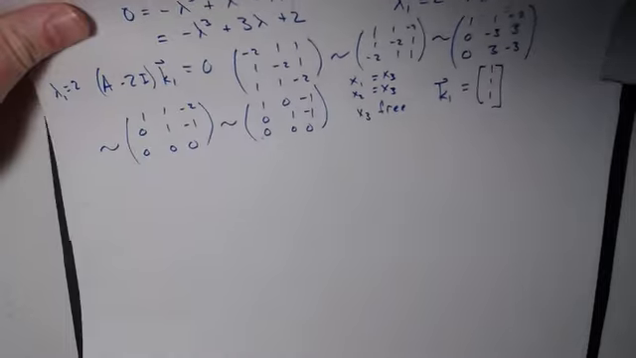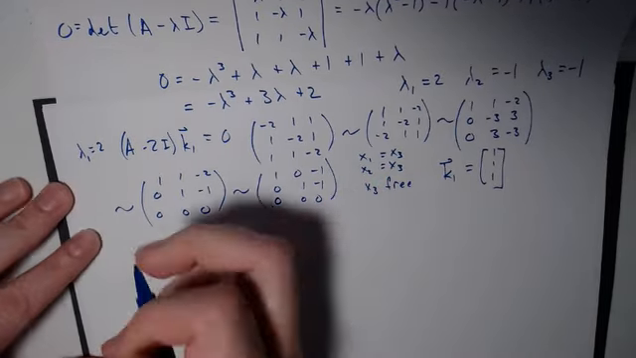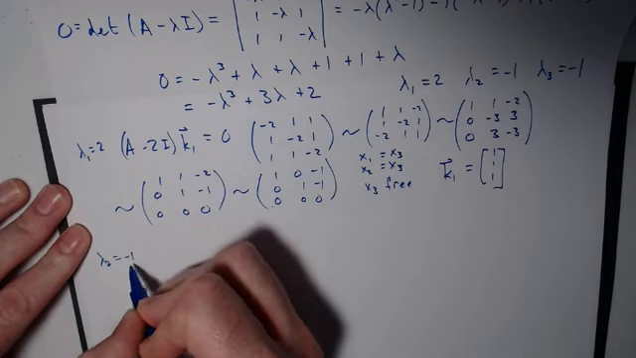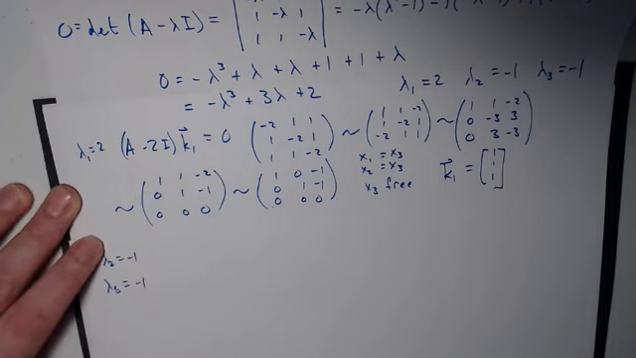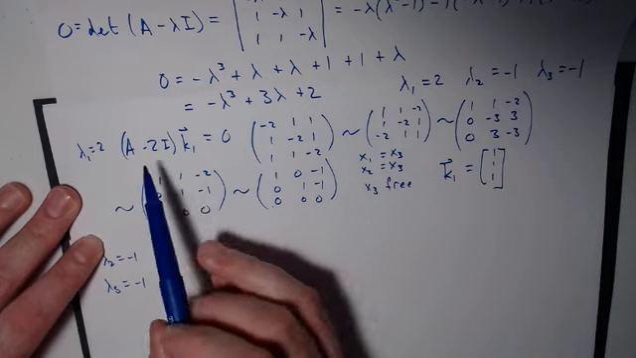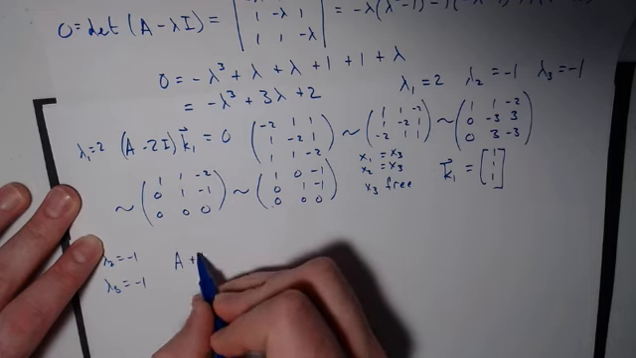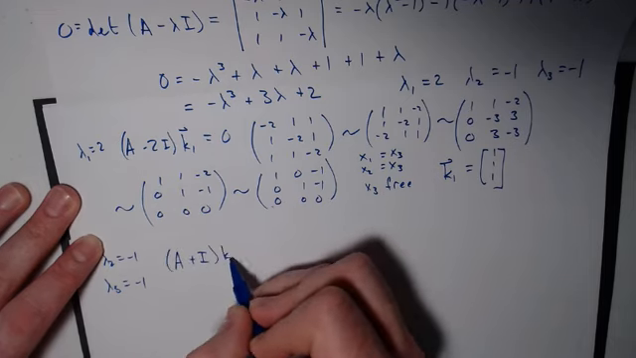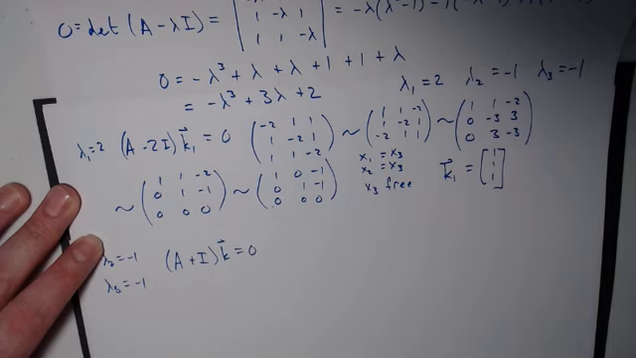Go ahead and pop that up there. So we have lambda 2 equals -1. Also lambda 3 equals -1. We're going to get a twofer on this one. So when I plug in -1, that means I have A minus -1I, so that's A plus I, times k equals 0. That's what I'm trying to solve. I'm going to try to find k2 and k3 here.